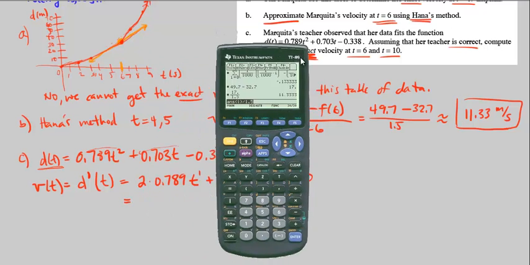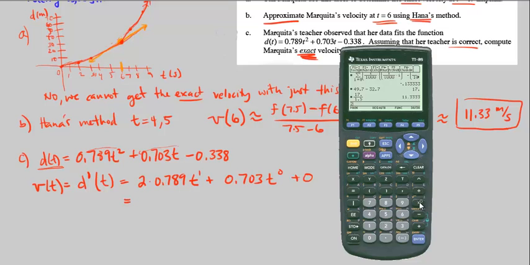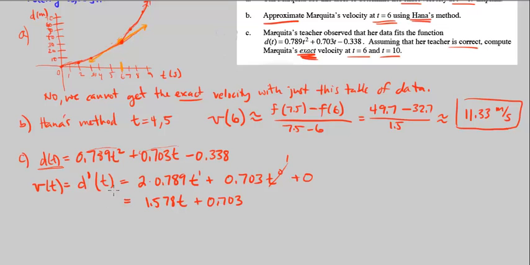What's 2 times that? Let's bring out our calculator. 2 times 0.789 is 1.578. So 1.578 t. We don't need to write to the first power. Plus 0.703. We don't need to write t to the 0, we know that is 1. So here is our exact velocity, given the derivative, or the slope function, of our distance.